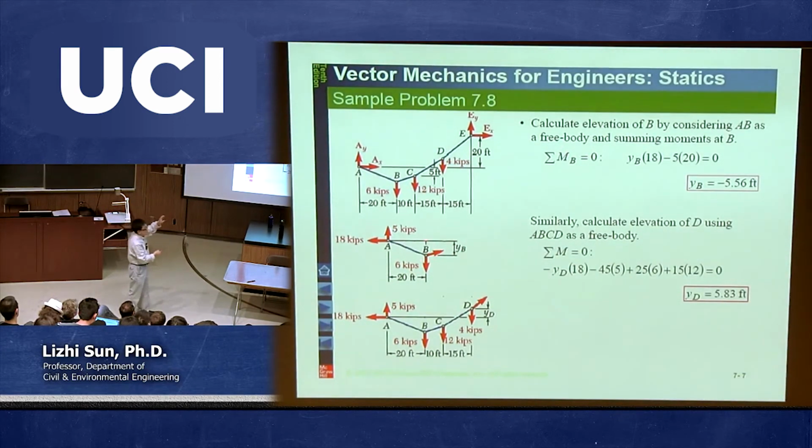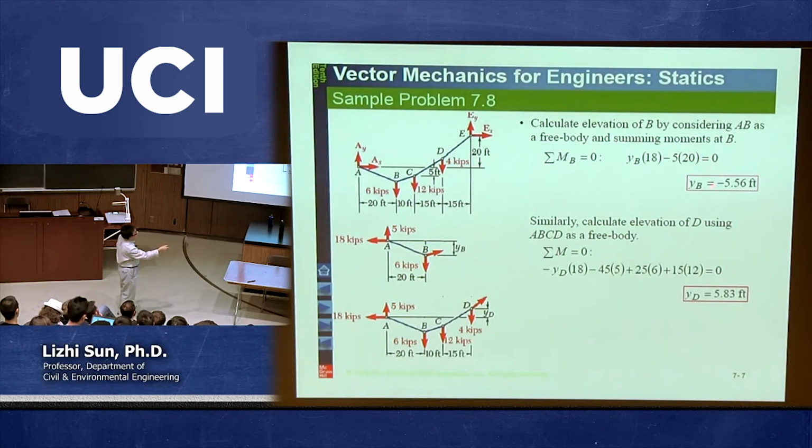Now these 2 forces are not involved because both of them are passing through that point. So basically, you have 5 kips times 20, that's clockwise, so there's a negative sign here. And then the moment due to this 18: 18 times YB, because that's the elevation, and that's counterclockwise. And minus the moment due to this force, that's supposed to be 0. From this equation, you can directly calculate YB. So YB, based on your calculation, is negative 5.56.